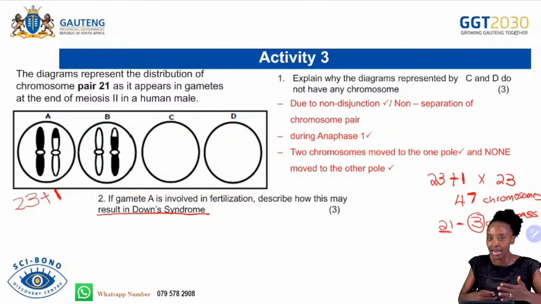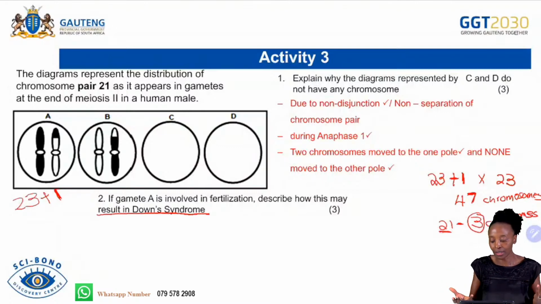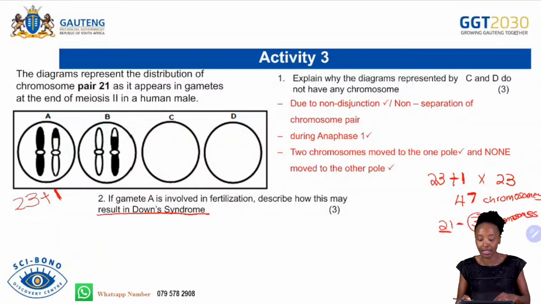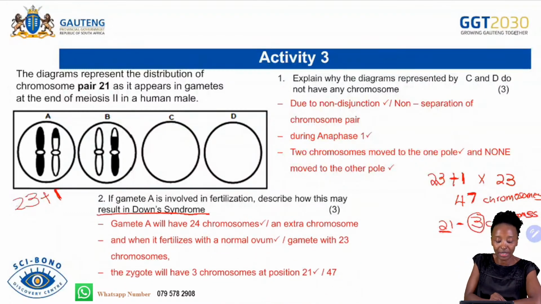So we explain now how Down syndrome occurs, what causes Down syndrome. It's when, after fertilization of the normal and the abnormal cell, there is an extra chromosome, 47, and this results in Down syndrome.